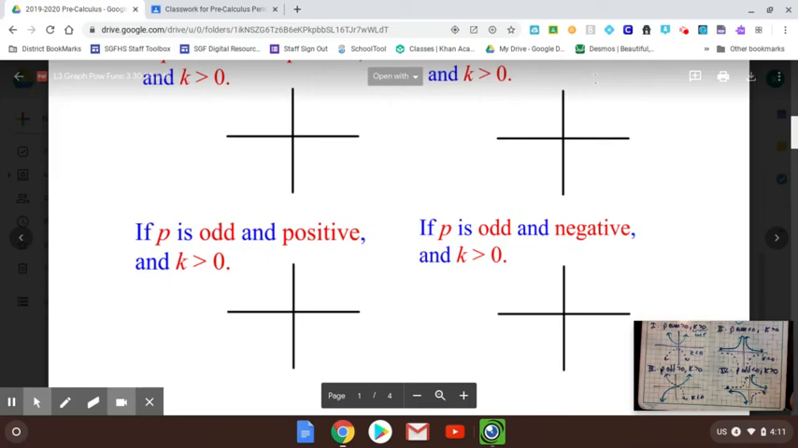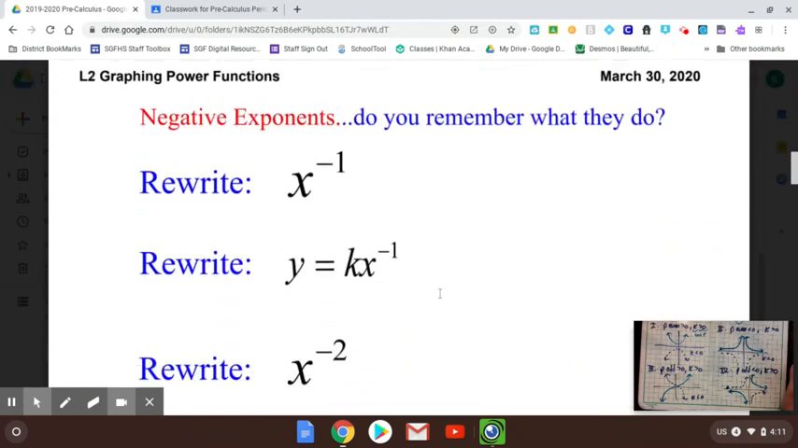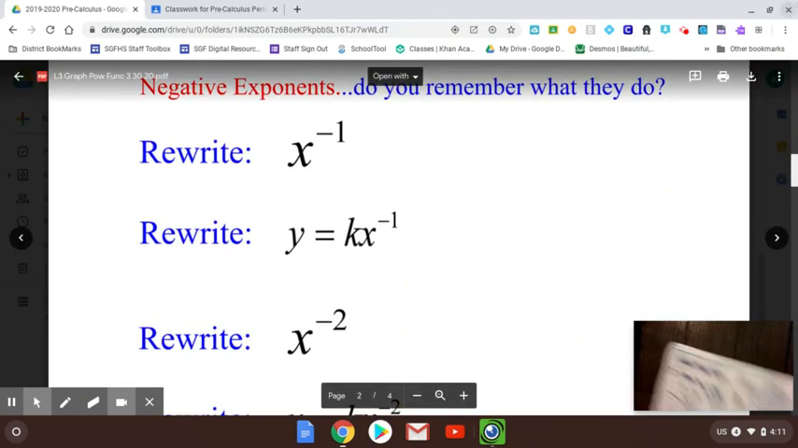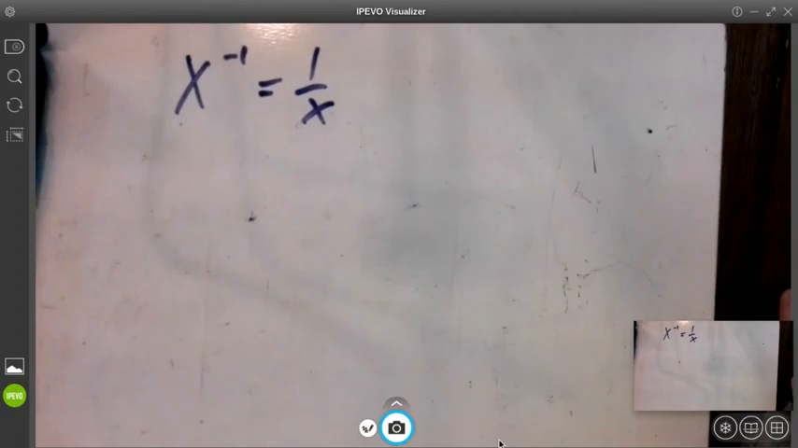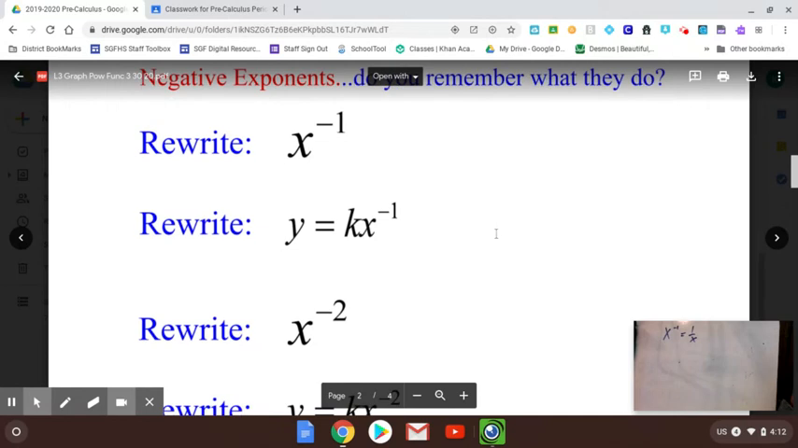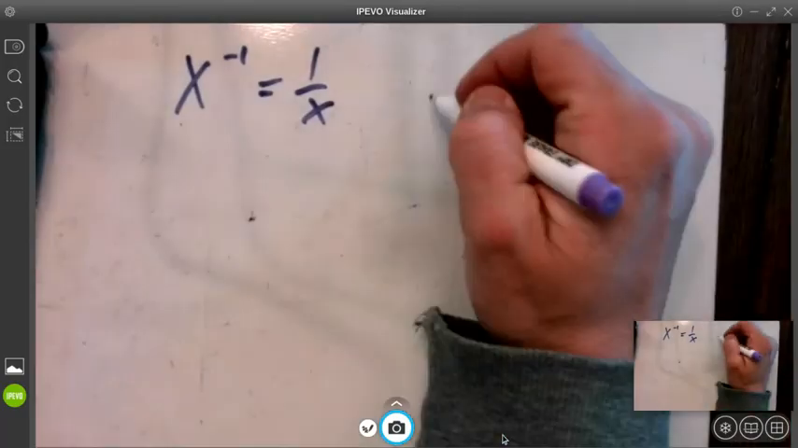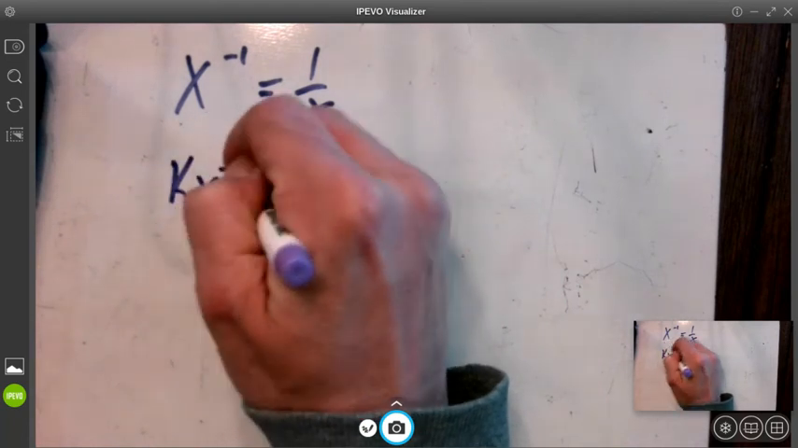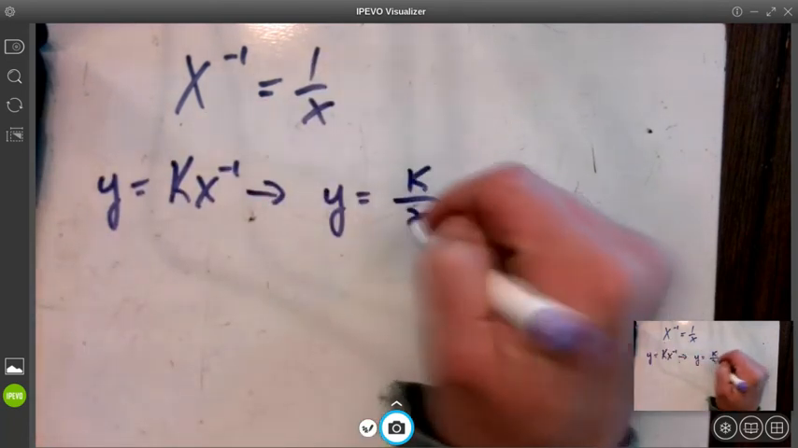So, things to still think about. All right, negative exponents. Do you remember what they do? Dear God, I hope so. If we're going negative exponents, x to the negative first we know is the same as 1 over x. And then, rewrite kx to the negative first. So kx to the negative first is going to look like this.